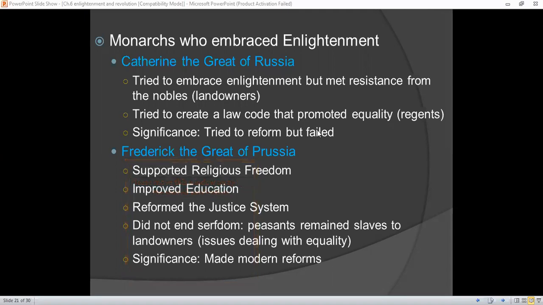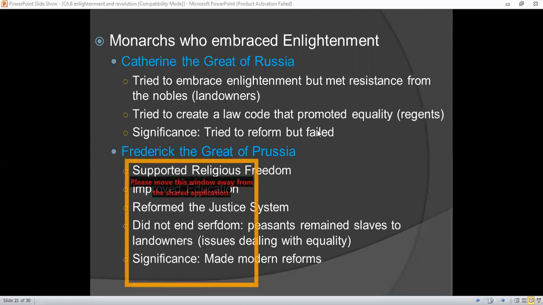The second case is Frederick the Great of Prussia. He supported religious freedom. He introduced the idea of the freedom of religion from the Enlightenment. He improved education. He reformed the justice system, which is the courts and the laws. He did not end serfdom, the system of serfs.